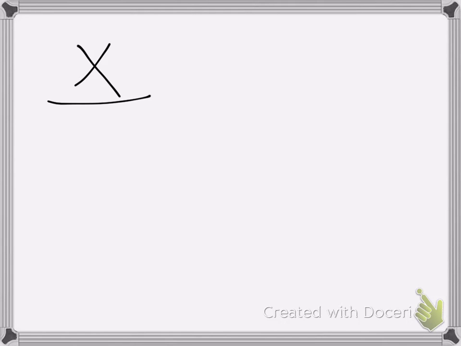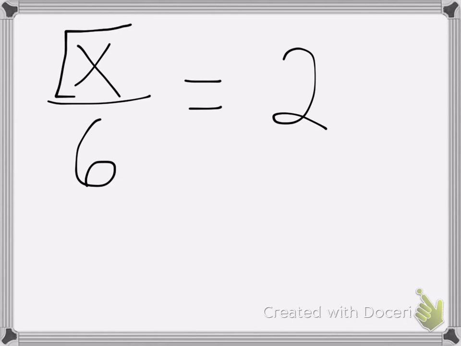Alright, next question, something that looks like this: x divided by 6 equals 2. Alright, so here's how you do it. We need to get x all by itself. What's going on between the x and the 6 is division, right? So in order to get rid of division, I have to do the inverse operation, or the opposite operation. Well, the opposite of division is, you got it, multiplication.